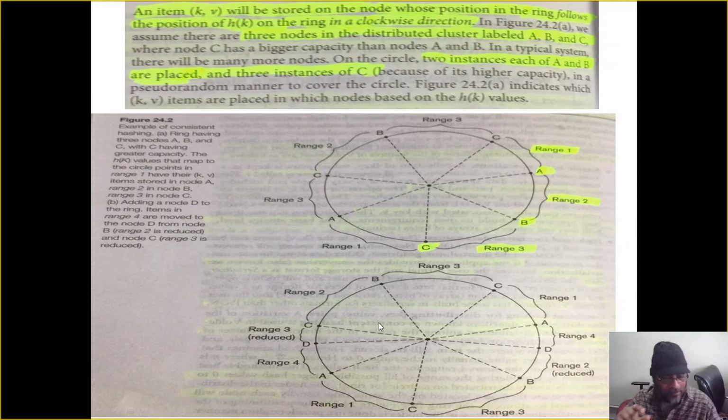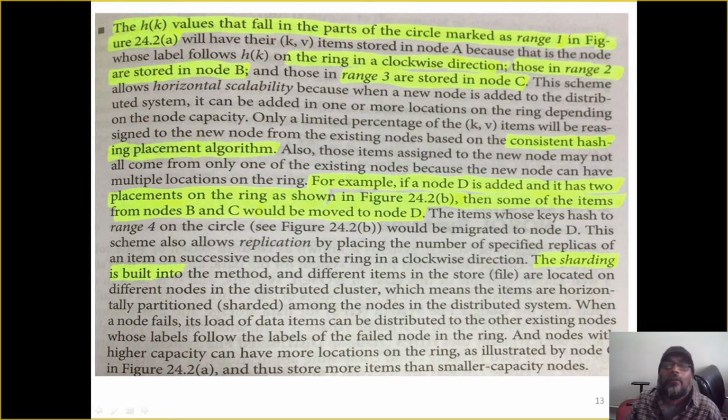Okay, but here they have taken clockwise, so that is some, I think, mistake maybe, but understanding issue, there is no problem. Migrated to node D. This scheme also allows replication by placing the number of specified replicas of an item on successive nodes on the ring in clockwise direction.